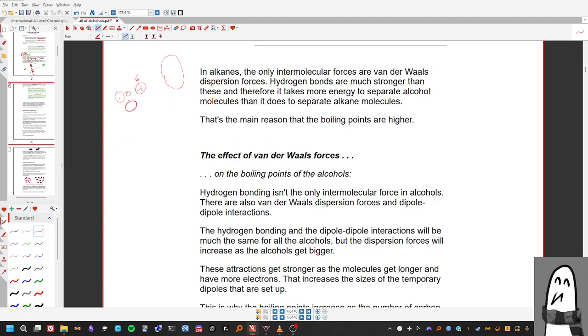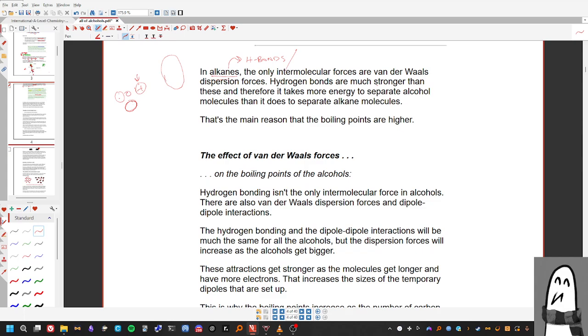In alkanes, the only intermolecular forces are van der Waals dispersion forces. As you said, there were no hydrogen bonds, because hydrogen bonds require an OH, and also there were no permanent dipoles because it was not a polar substance. Am I correct in that sense? I forgot. Yeah, because it was non-polar. I'm pretty sure that's what it was. If I'm wrong, it doesn't really matter because we're not talking about it.